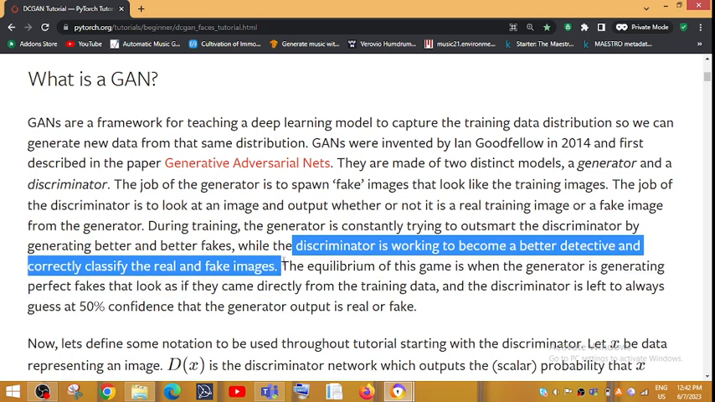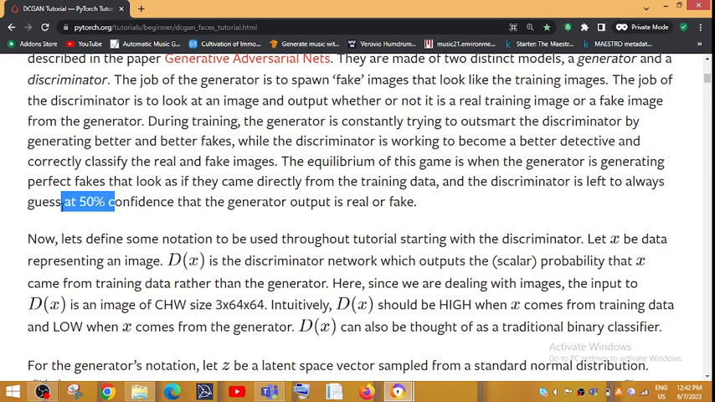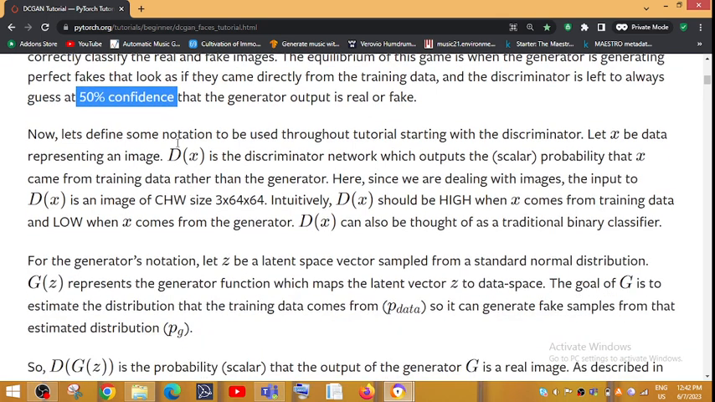The equilibrium of the game is where the discriminator cannot distinguish between the real image and the fake image. That is, it has 50% confidence. That means a 50-50 chance; it cannot distinguish between the real and fake image. Let us describe some notation, some mathematical principles. It will help you better understand how it works.